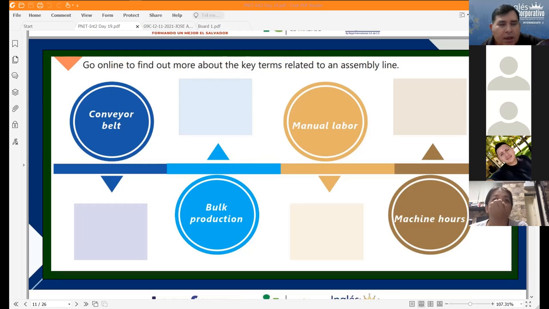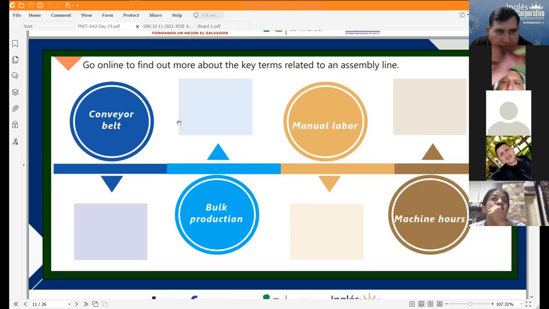Okay, ladies and gentlemen, let's continue. Now that the 14 are out, let's continue. It says, go online and find out more about key terms related to an assembly line. Actually, first, let's go over the pronunciation. For the moment, I'm going to silence most microphones because I can hear television and other things. For the quality of the video, when you study it later, it's better if we have more quietness, okay?